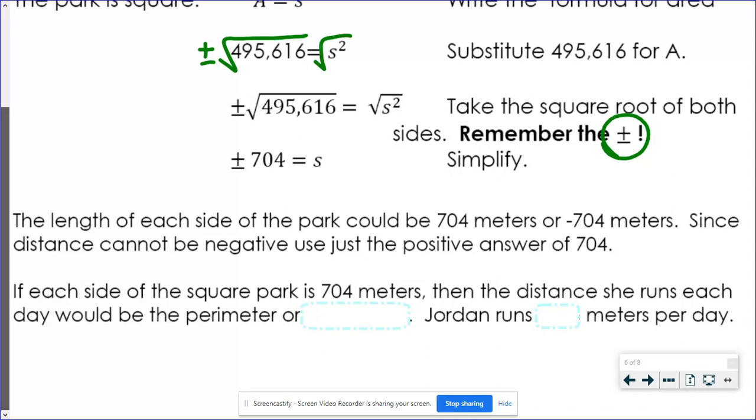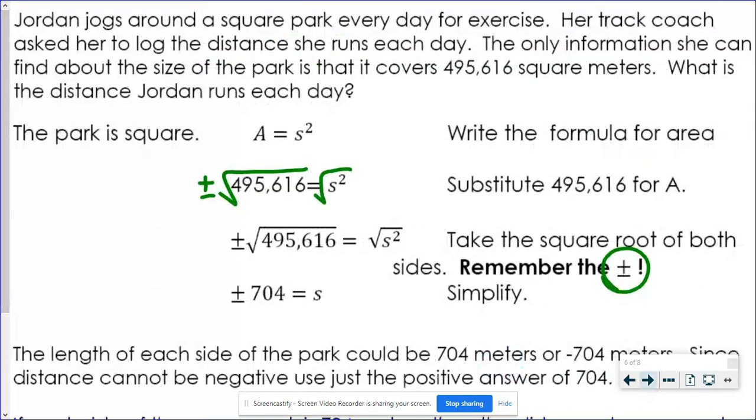So the perimeter is going to be, I don't know why this is not working for me here. 704 times 4 is 2,816 meters each day. And it's not working well for me here. My computer's getting cranky with me, I think.